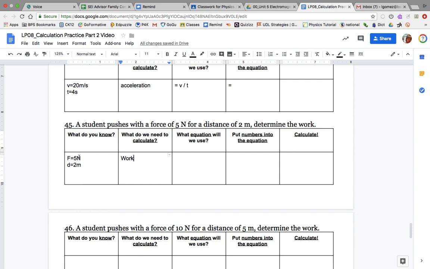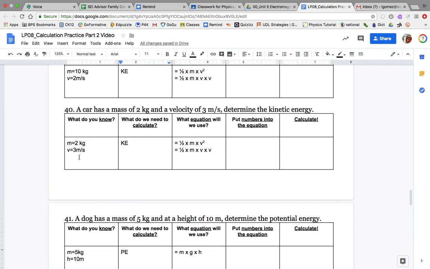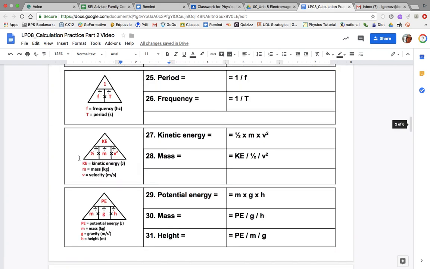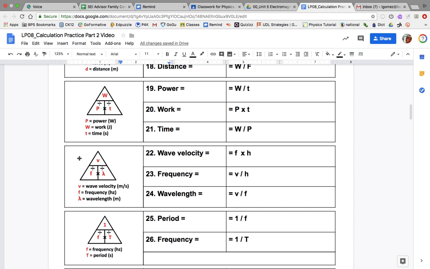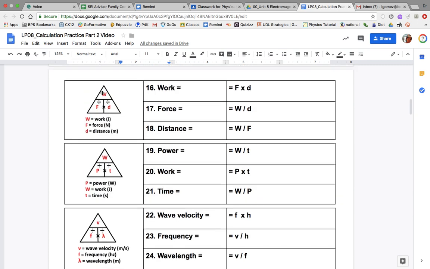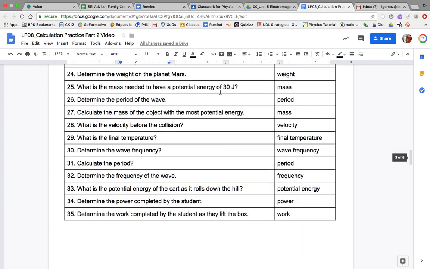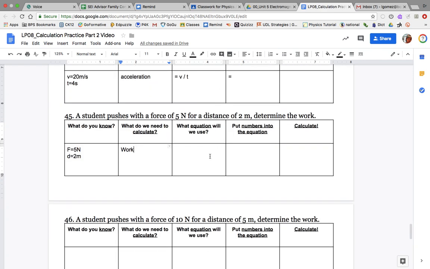Okay, so we want to calculate work, and we have force and distance. So let me go up top. Where can we calculate work? We have force and distance. Work is force multiplied by distance. Work equals force multiplied by distance.